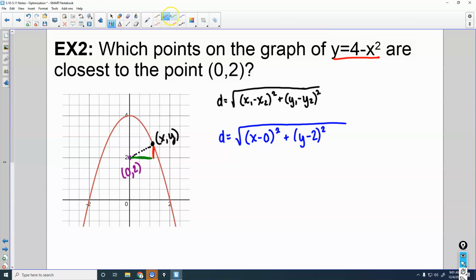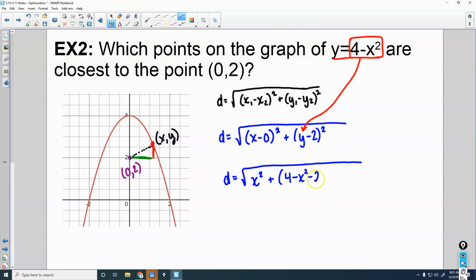Yes, perfect, Liam. So 4 minus x squared equals y. It is your y coordinate right there. Whatever x you plug in is going to give you that formula. So 4 minus x squared goes right here for y. You don't have to create the formula, it's given to you. I'm going to get rid of that 0 because it's unnecessary. I've got x squared plus (4 minus x squared minus 2) squared.